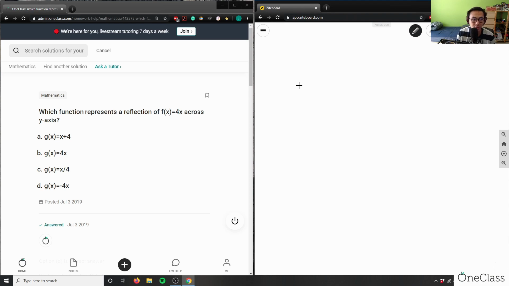Question 1 says, which function represents the reflection of f of x equals 4x across the y-axis? So I have the function f of x equals 4x, and I want a reflection across the y-axis. It's basically asking us what can I do to this function to reflect it across the y-axis, right?